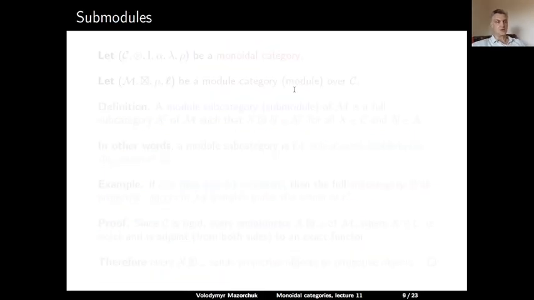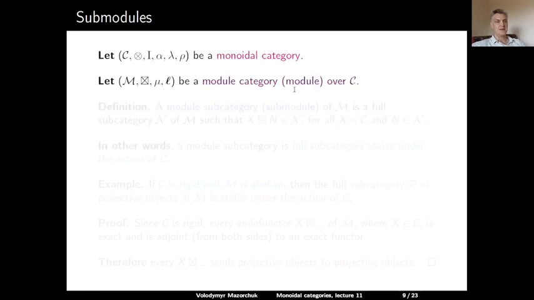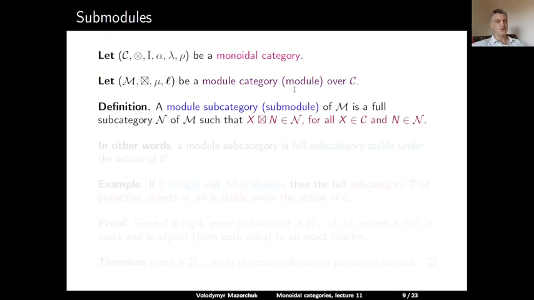Next, let us discuss the notion of a submodule. So let C be a monoidal category, and let M be a module category over C. Definition: a module subcategory, or more informally a submodule, of M is a full subcategory N of M which is stable under the action of C. So this means that for any X in C and N in N, X box times N should be an object in N. So in other words, a module subcategory is a full subcategory stable under the action of C.